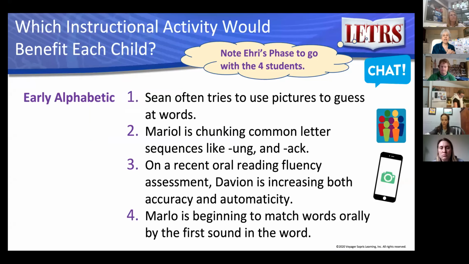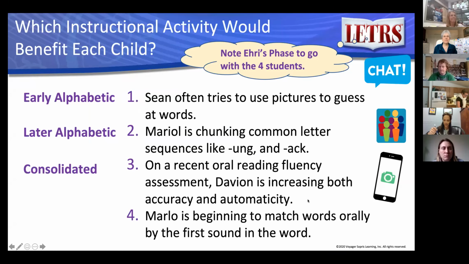So Marielle is chunking common letter sequences. What do you think? That is later alphabetic reading and writing. Perfect. Starting to chunk common syllables and letter sequences. Excellent. So on a recent oral reading fluency assessment, Davion is increasing his accuracy and automaticity. It's kind of a giveaway. What do you think? Consolidated. And just that, again, what we talk about at the end of Ehri's phases, pulling everything together.